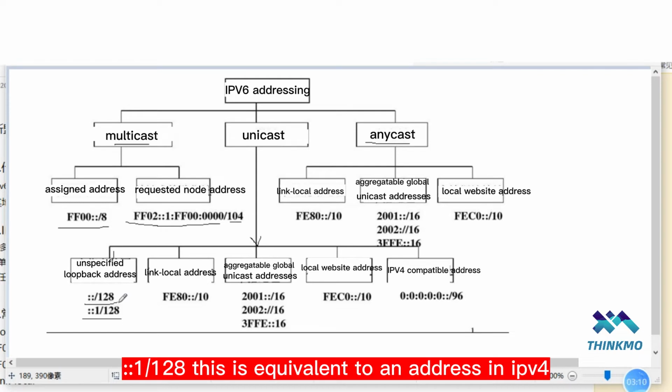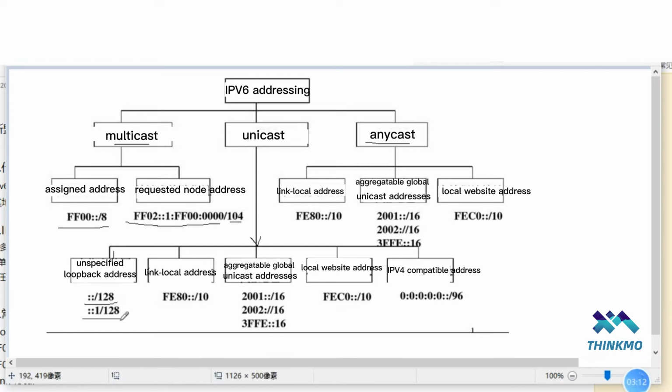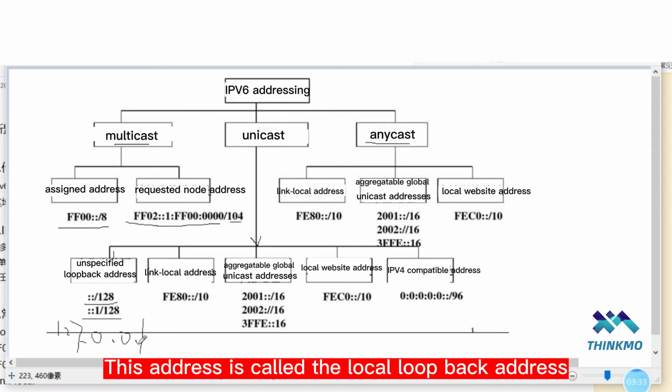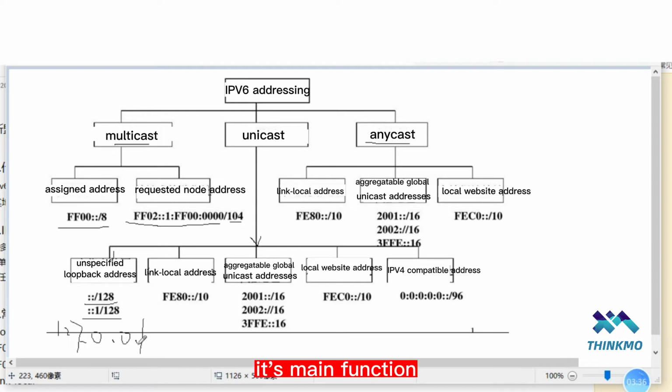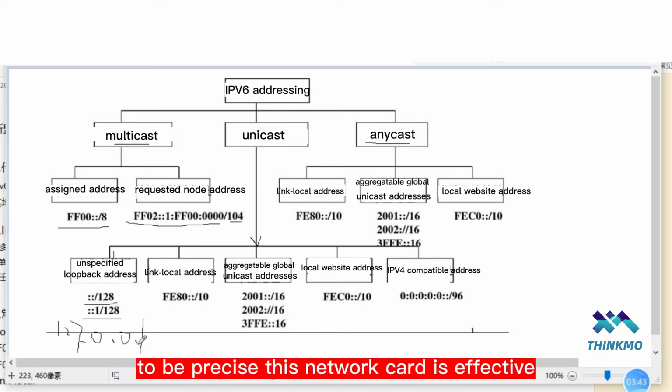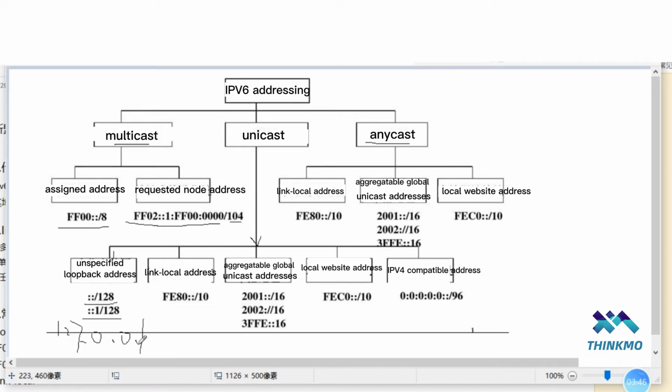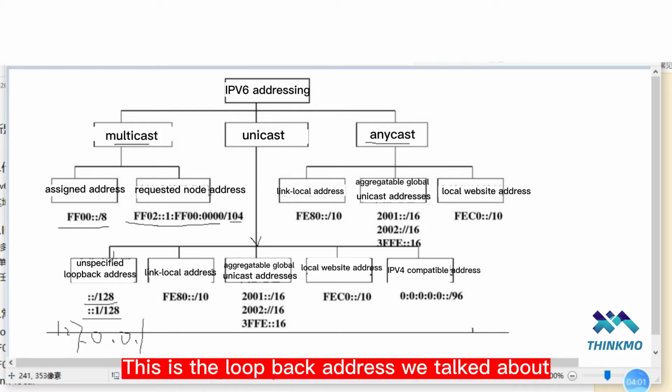::1/128, this is equivalent to the address 127.0.0.1 in IPv4. This address is called the local loopback address. Its main function is to test the network card on this host, to be precise, to check that the network card is working. It can't be used as the source address of packets it sends, or as the destination address. This is the loopback address we talked about.